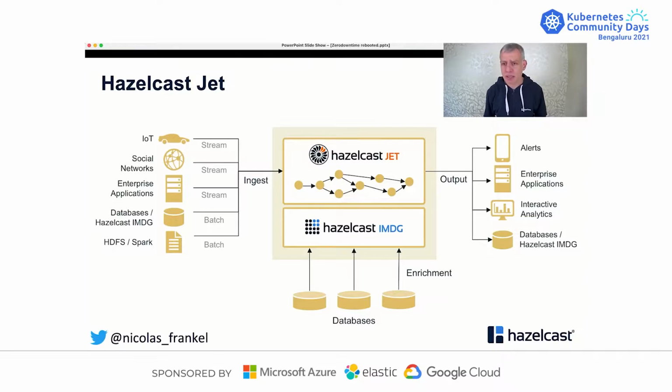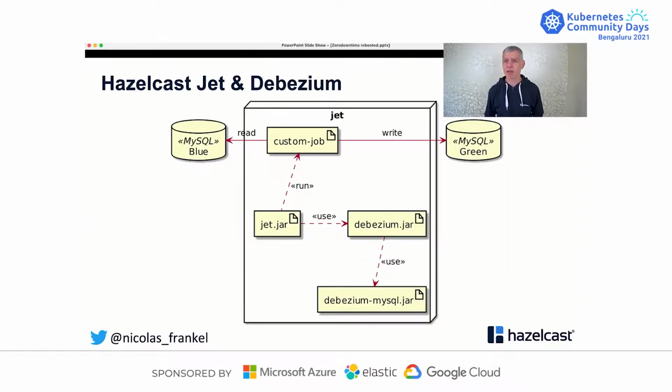So here, in that case, this is my design. I have this Jet cluster and I have the blue databases. I will create my job and it will use the Hazelcast Jet jar, which in turn uses the Debezium jar, which will in turn use the Debezium MySQL jar, because Debezium is actually an abstraction layer that you can use to read from different databases. Postgres, here I'm using MySQL, but in the end I could use nearly the same code to do it with Postgres. So I could even have a MySQL blue database and a Postgres green database. That's not an issue.